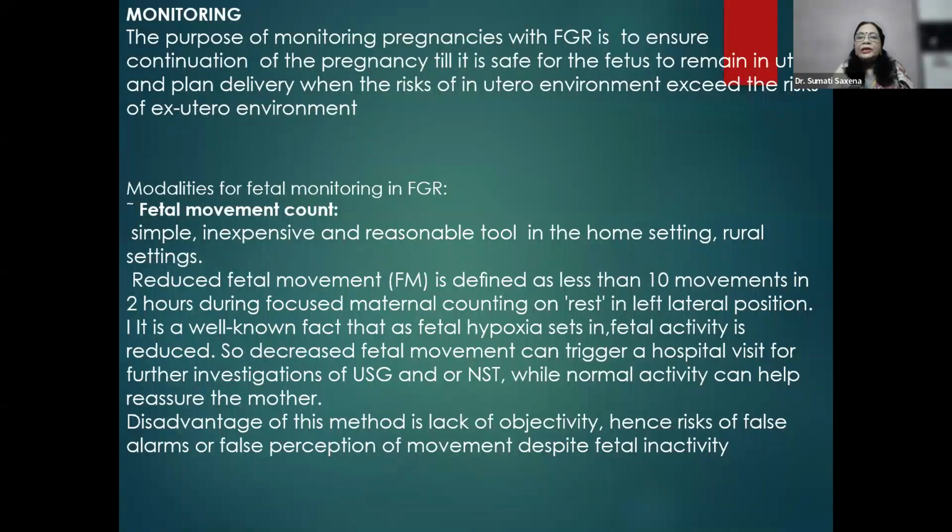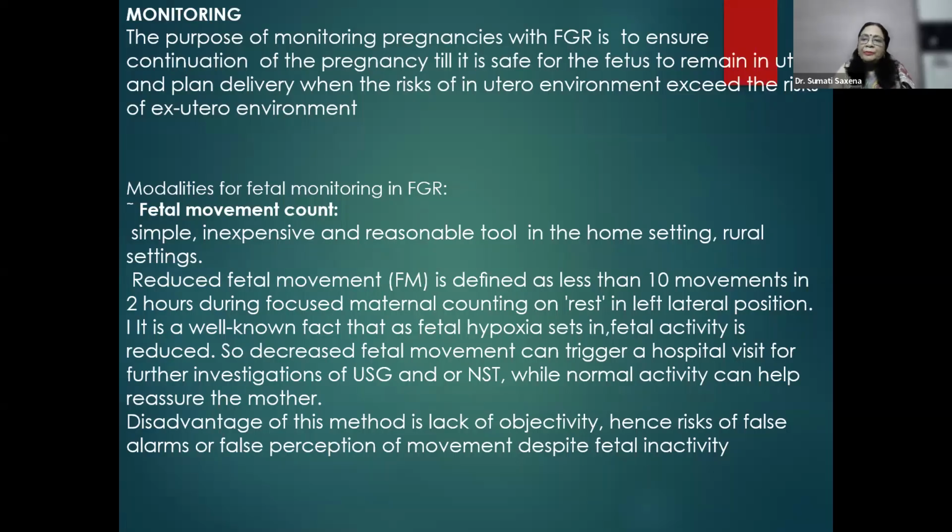So how do we monitor the fetus when the pregnancy is diagnosed with FGR? The purpose of monitoring a pregnancy with FGR is to ensure continuation of the pregnancy till it is safe for the fetus to remain in utero, and to plan delivery when the risk of the in utero environment exceeds the risk of the ex utero environment. So how will you monitor this pregnancy?